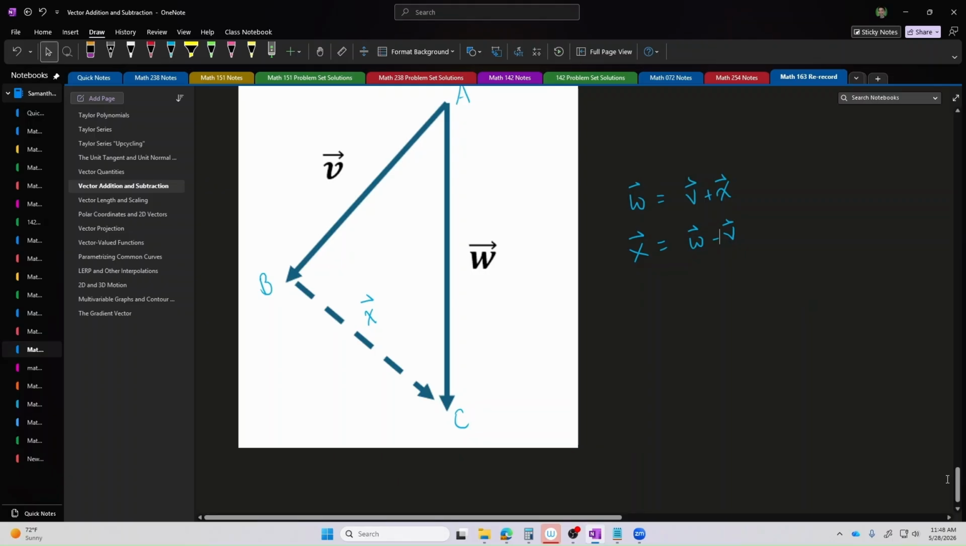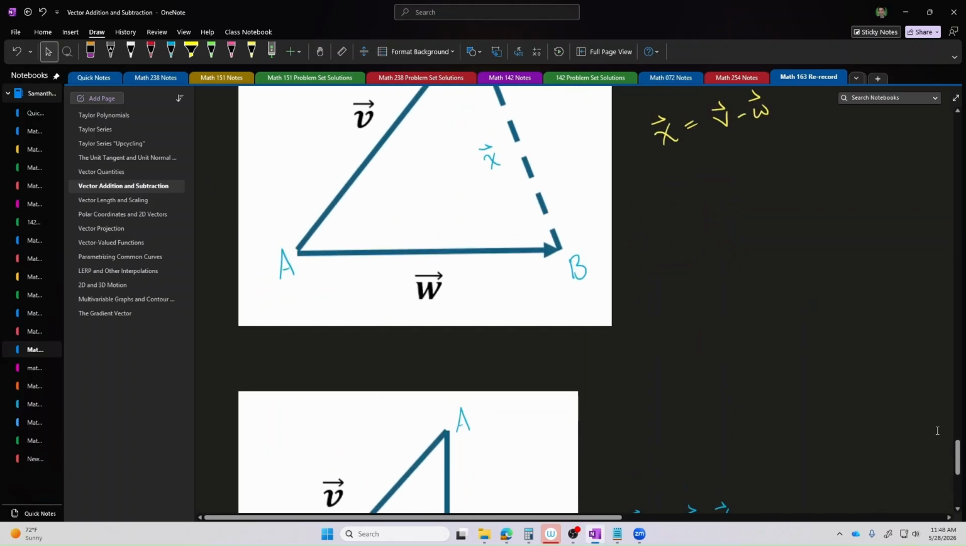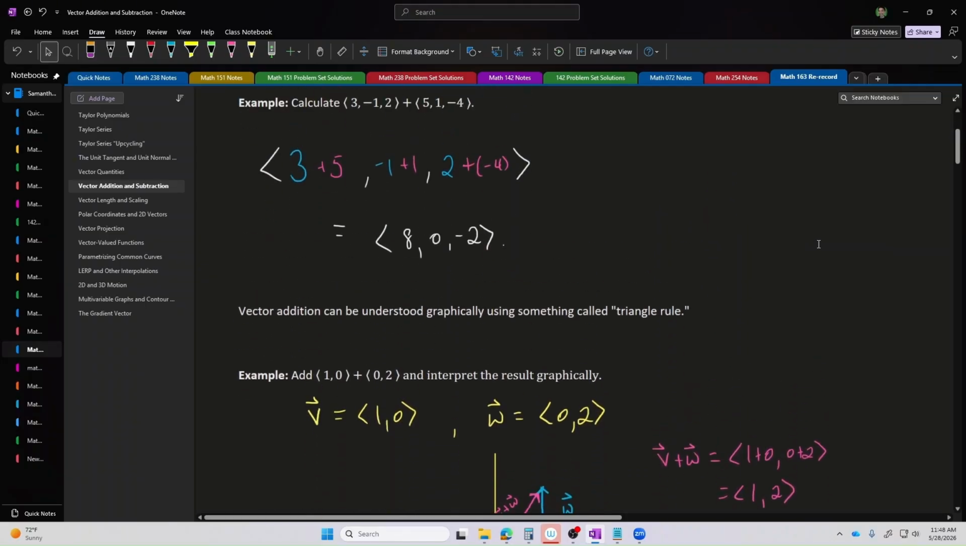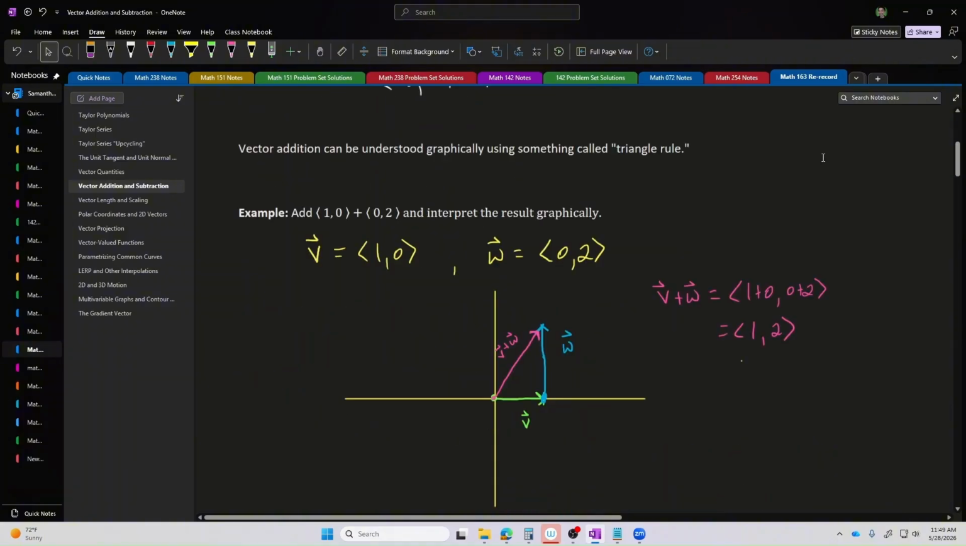So this concludes our lesson on vector addition and subtraction. Vector addition and subtraction is done component-wise, which means add your x components, add your y components, and add your z components. Vector addition can be understood graphically using something called the triangle rule.